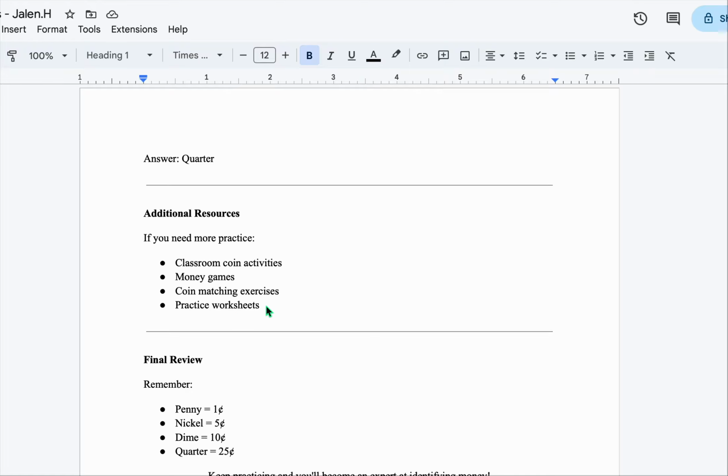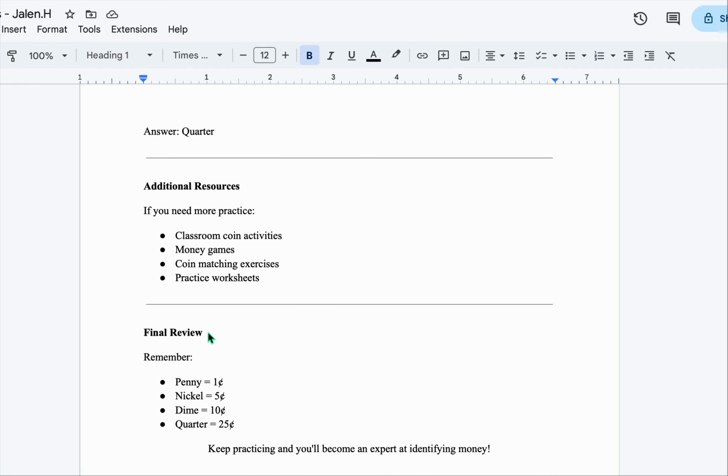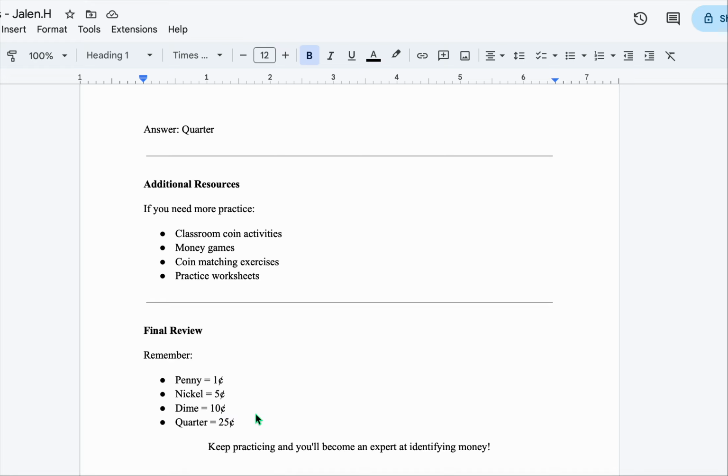And we could also finish that off with practice worksheets. I think a physical example for our students in special education population would help more. So I'd go over a final review, just letting them know that the penny's 1 cent again, the nickel's 5 cents, the dime is 10 cents, and the quarter is 25 cents.